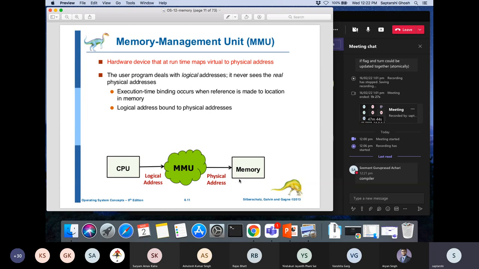That mapping is done by this hardware device called the memory management unit. The user program generates logical addresses. The MMU transforms or binds those logical addresses to physical addresses which actually go to the memory. Now we will see in more detail what is going on here, but understand this concept that there are two different address spaces, logical and physical, and the memory management unit maps logical addresses to physical addresses.